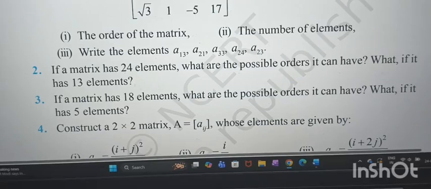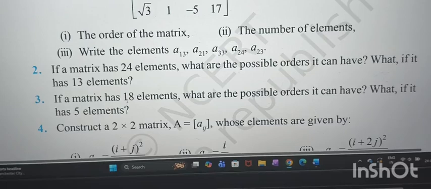Then the next question is also similar. What if 18 elements are there? Similarly, write the factors: 18 cross 1, 1 cross 18. 6 cross 3, 3 cross 6. 2 cross 9, 9 cross 2. Those will be the possible orders. And if 5 elements are there, that is obviously a prime number, so only 5 and 1 will be the factors. So 5 cross 1 and 1 cross 5.